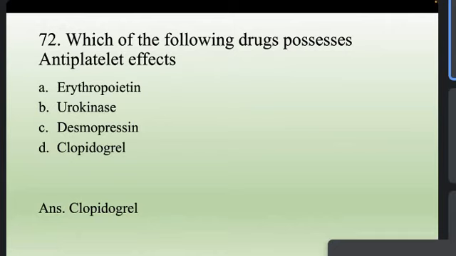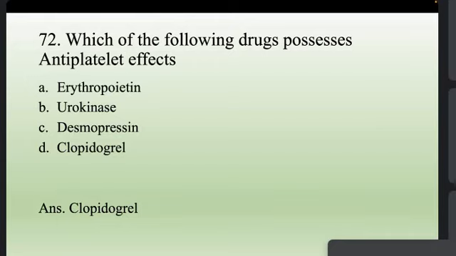What does erythropoietin do? To increase blood levels to the brain. Anything else? Blood flow? No, not blood flow. It will increase the production of red blood cells. So in patients who are very anemic, erythropoietin injections are also given along with oral supplements. Okay. Then what is desmopressin?